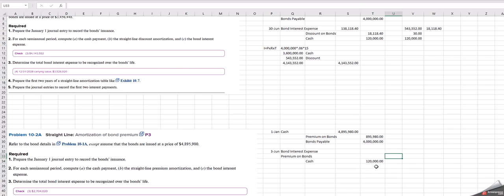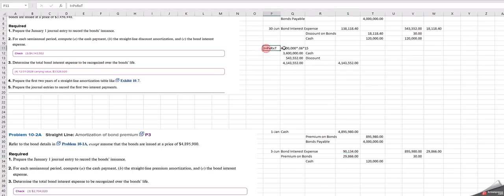Now what we need to do though is figure out the amortization of that premium. So $895,980, and then we divide that by 30. And that amortization on the premium is going to be $29,866. And then our bond interest expense now in this way goes the other way. So what we pay less the premium, and that's our bond interest expense.